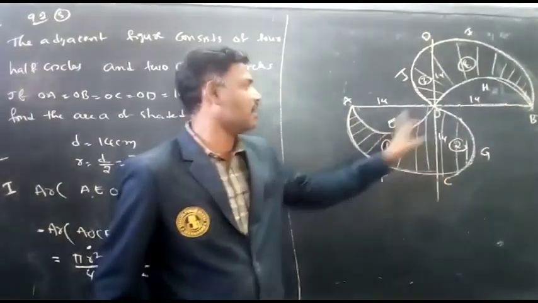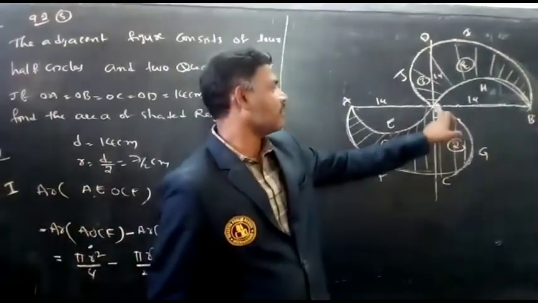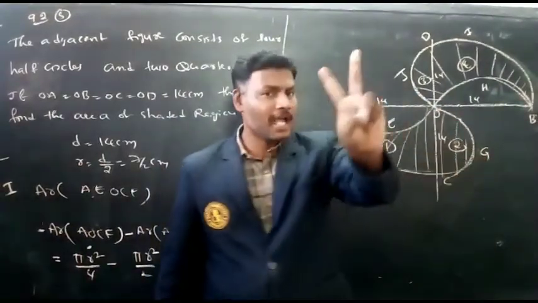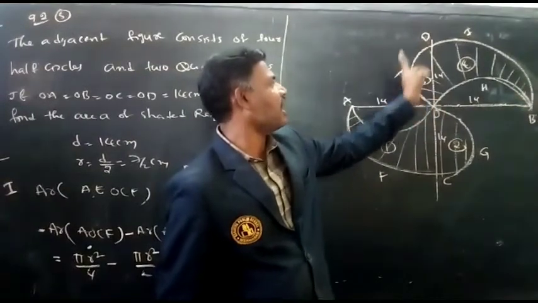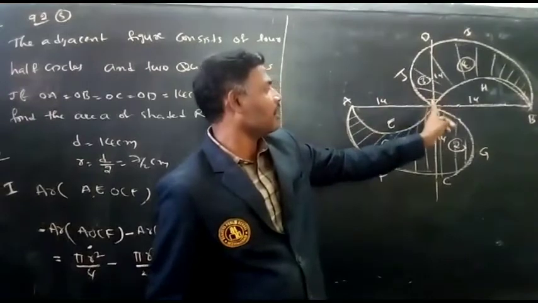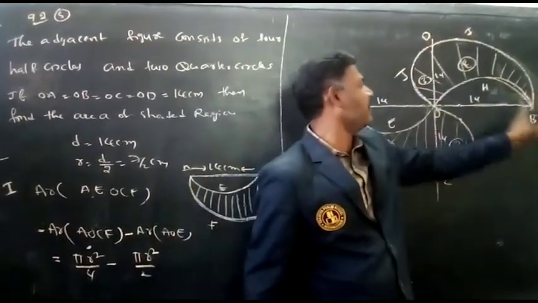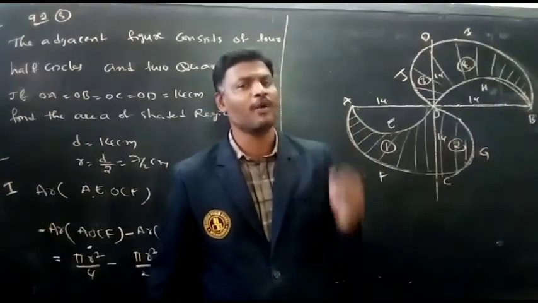AOCF. AEOCF is the first part. Then OGC is the second part. OJD is the third part. Then what about the fourth part? ODIBH. So I am dividing that shaded region into 4 parts.